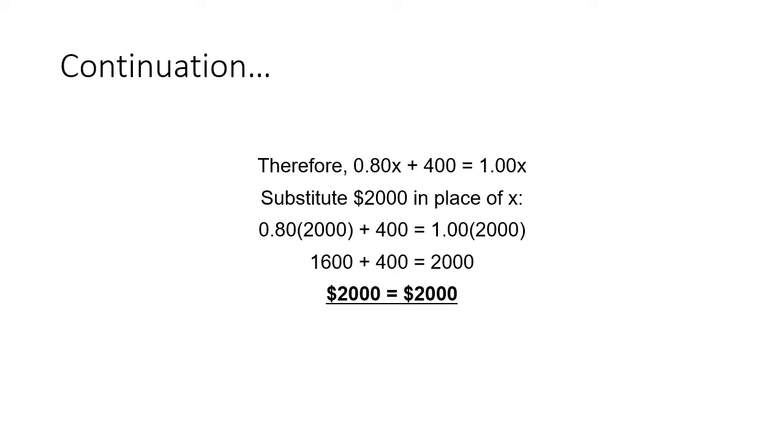Therefore, we are going to substitute 2,000 in place of x. By doing so, we will get a value of 1,600 plus 400 on the left-hand side of the equation, which gives us 2,000, and $1 times 2,000 is simply 2,000. So we can note now that the break-even point for this question is $2,000, as the right-hand side of the equation and left-hand side of the equation are both equal.